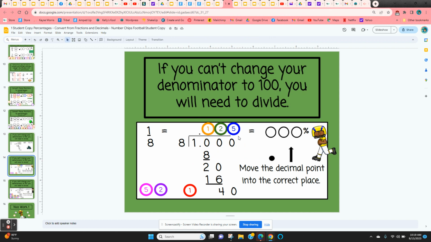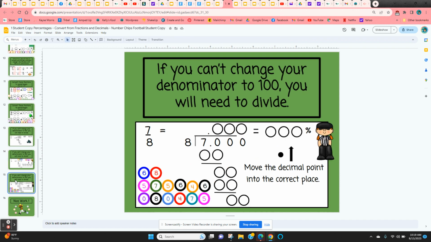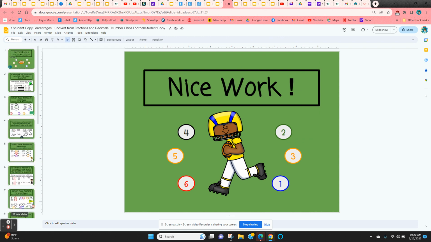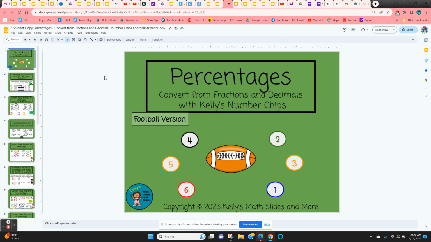If I move my decimal point 2 places to the right, and we have a movable decimal point here. So same numbers. And if I move that decimal point 2 places to the right, it's going to be here between the 2 and the 5. So I get an answer of 12.5%. Now the very last slide, students are going to have to do all of the division themselves, move the decimal point into their answer. So this is a digital lesson, percentages converting from fractions and decimals with number chips.